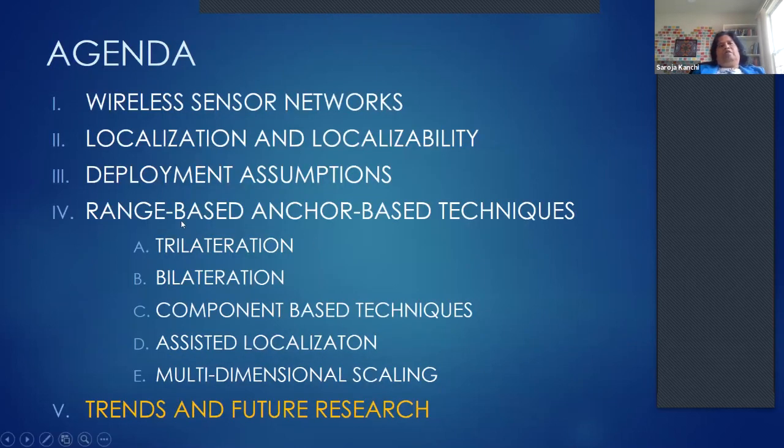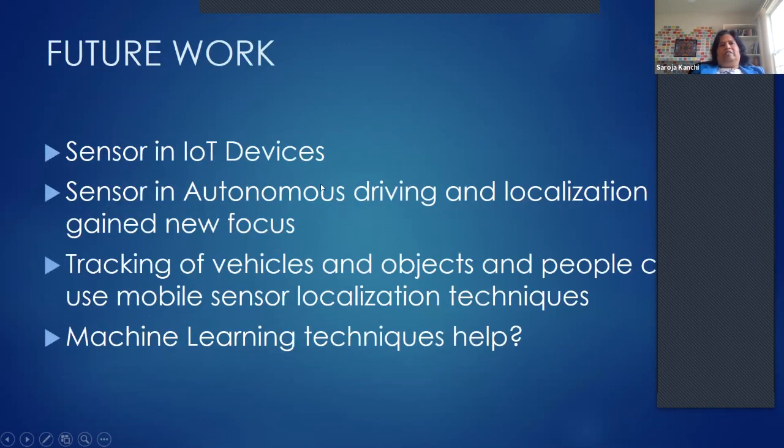So that really is basically an overview of localization and some techniques that relate to range and anchor-based algorithms. In the last 5 years, there have been several survey papers in this area, which indicates that it's quite an exploding area. Sensors are now inbuilt within the IoT, in every single small device that we see, and therefore localization is gaining a lot of attention right now.